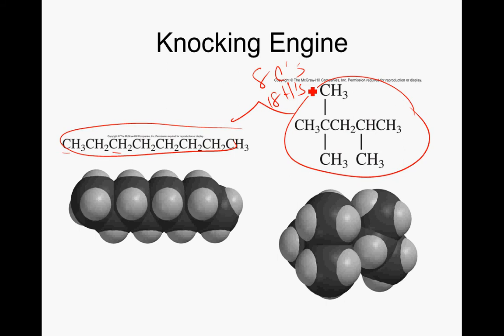Scientists have learned that the knocking that occurs in engines is a result of these isomers. Both these structures are found in gasoline. The compound on the right tends to burn better in the engine. The compound on the left tends to ignite when it's not supposed to. And this reaction of it igniting sooner is what's causing the knocking sound.